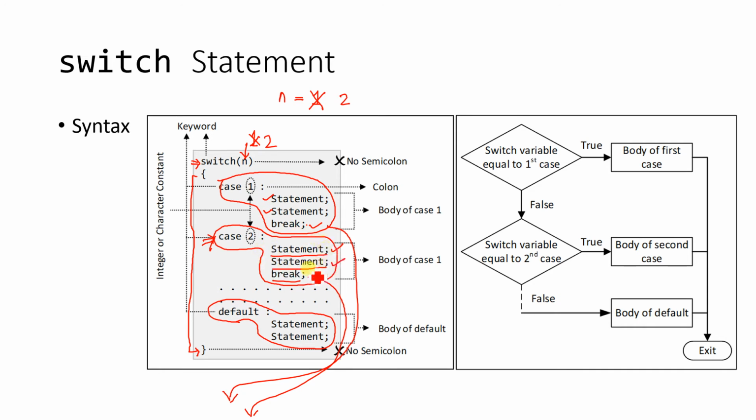Only the statements present in that case get executed, and all other cases are skipped, and the control goes out of the switch statement. Now, if somebody has not given any case number, how is that handled? If there are 5 cases, that means n must vary between 1 to 5.